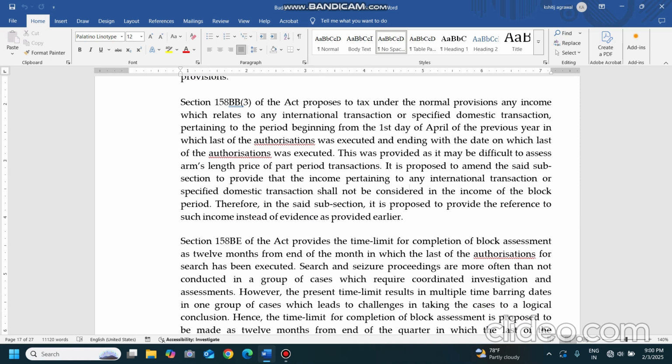So 158BB says that any transaction which relates to an international transaction or specified domestic transaction, from the first day of the previous year till the last day of execution of authorizations. Now calculating part period transaction is difficult in this case. So whatever income is earned during this period but the last of the authorizations is not executed, in that case income pertaining to international transaction or specified domestic transaction would not be included in the income of the block period.